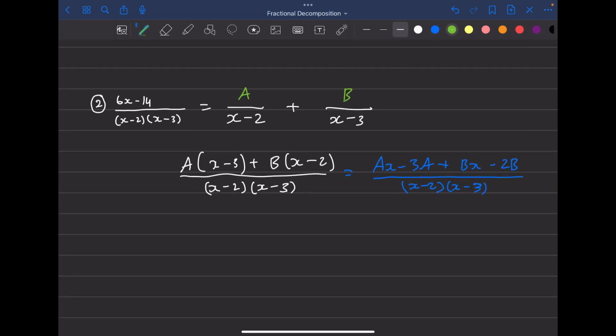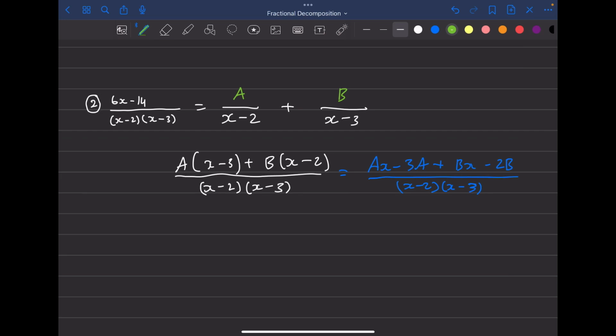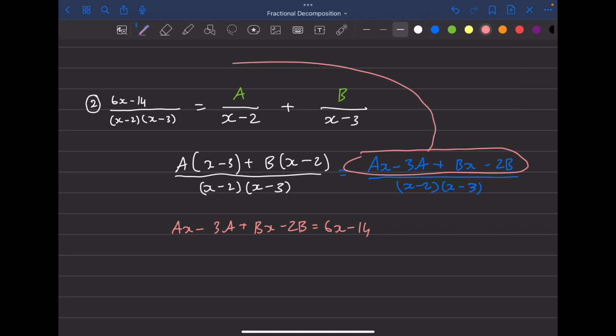Now let's look back at the original expression. The denominator looks good because we have the same on both our answers so far and the original question. Now we have to alter the numerator a bit because once again we have almost like a monstrosity here, and then we have 6x minus 14 here. So what we do know is that ax minus 3a plus bx minus 2b is equal to 6x minus 14. Once again, all I did here was that I know that this numerator should be equal to this numerator.